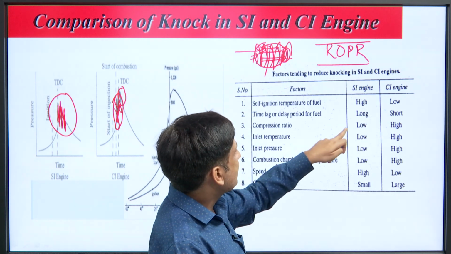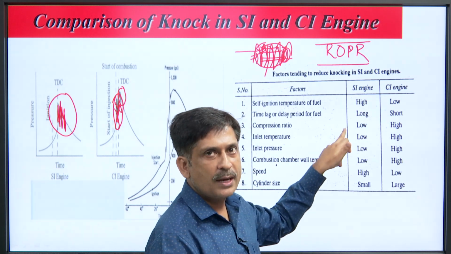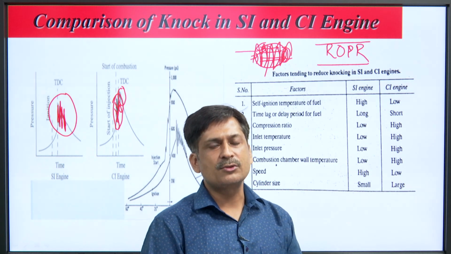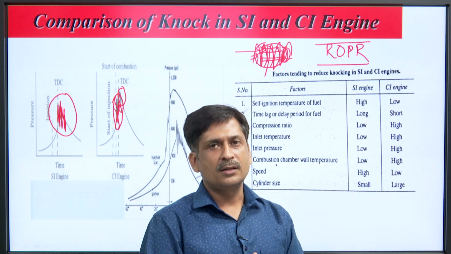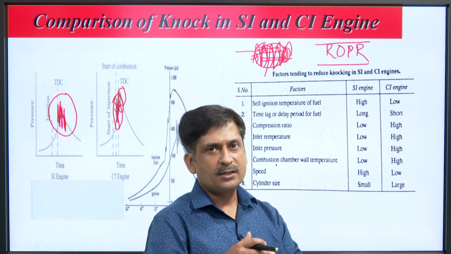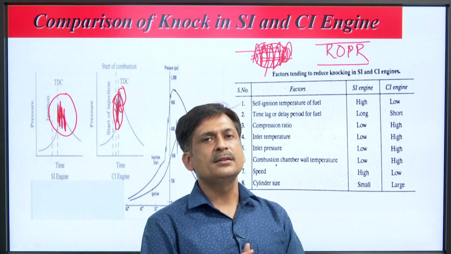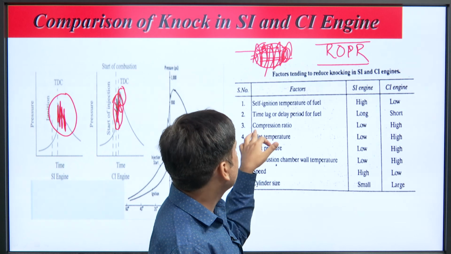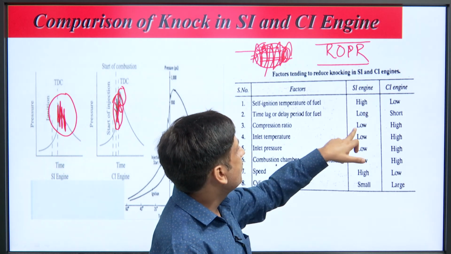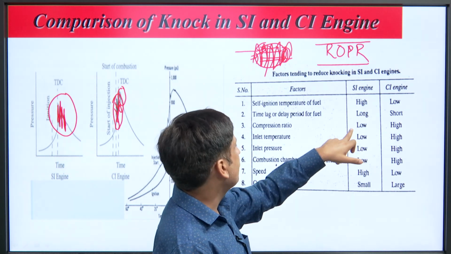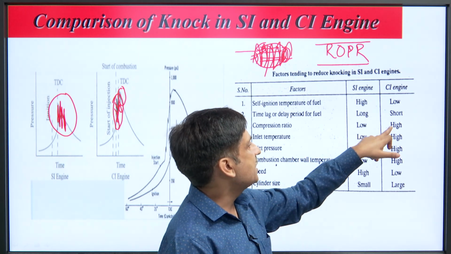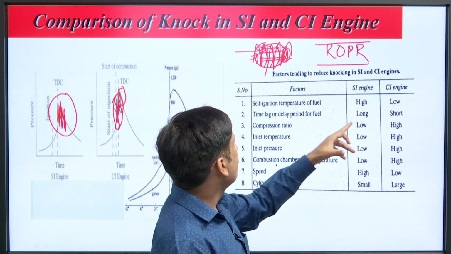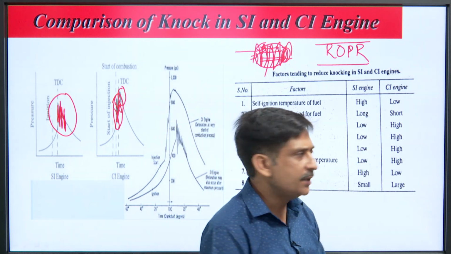Compression ratio: the efficiency of an SI engine depends upon the compression ratio. The higher the compression ratio, the higher the efficiency, but it is limited. That limitation is called knock limited efficiency. So, knock is limited with the help of compression ratio. We keep the compression ratio low in an SI engine, and for a CI engine we always keep the compression ratio high for reducing the knocking tendency.